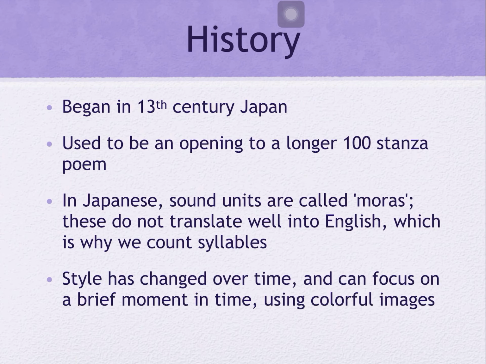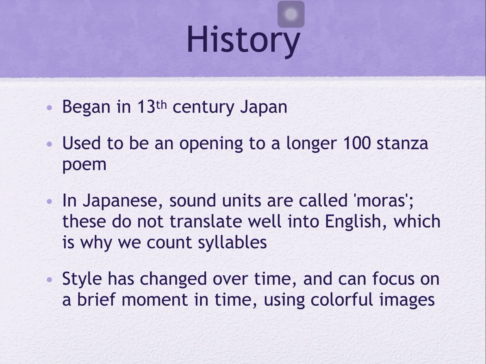In Japanese, sound units are called moras, and these don't translate well into English, which is why instead of counting moras, we count syllables, right? If we think for a minute about the Japanese language, it is structurally and phonetically completely different from English. So it doesn't make sense to count moras if we're going to translate it into English, right? Because those things don't really line up. That's why we focus on syllables.